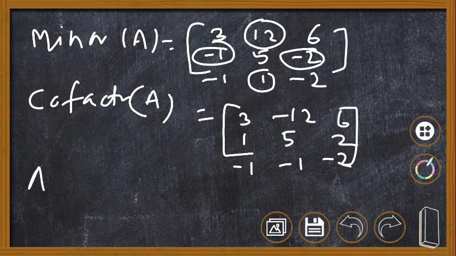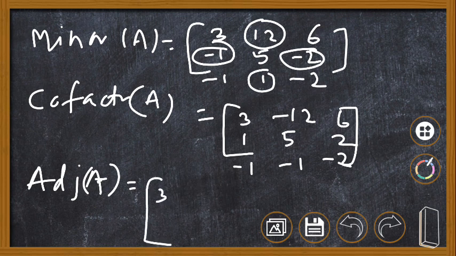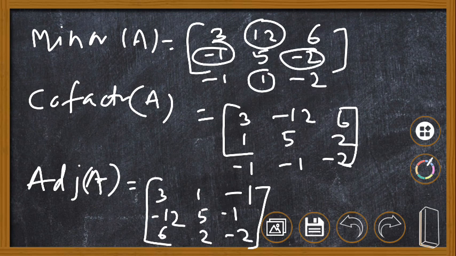Then at last my step is adjoint. Adjoint of A is nothing but the transpose of cofactors. That means I have to transpose the above set. So if I transpose, what I get? 3, 1, minus 1, then minus 12, 5 and minus 1, and at last it is 6, 2 and minus 2. So this is how we find the adjoint of a 3 cross 3 matrix.